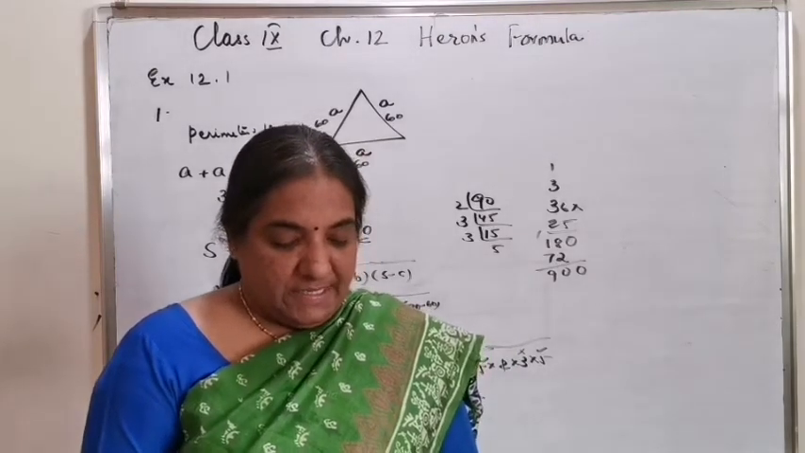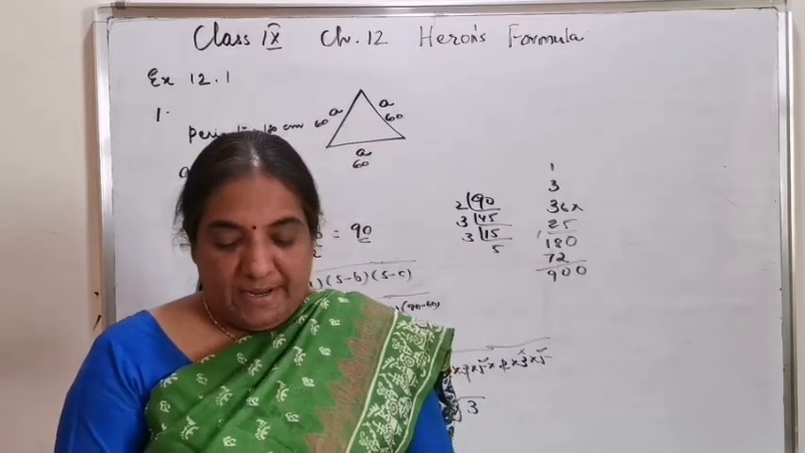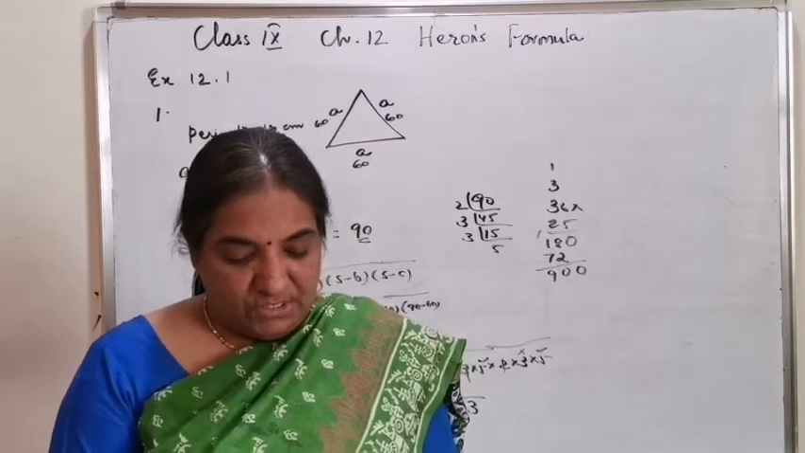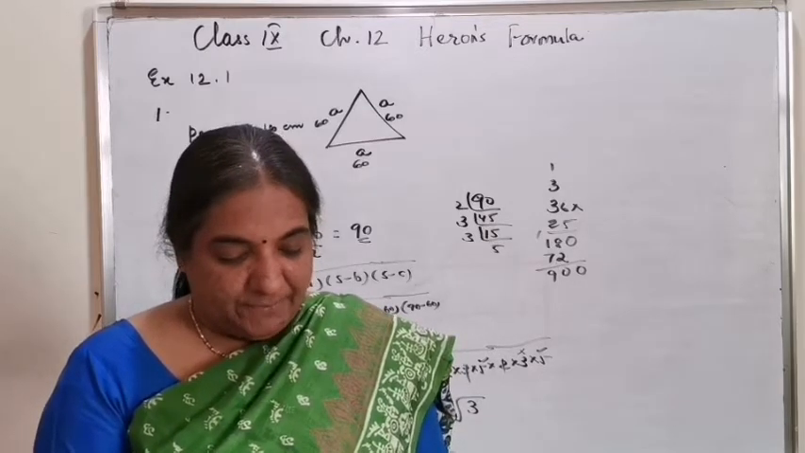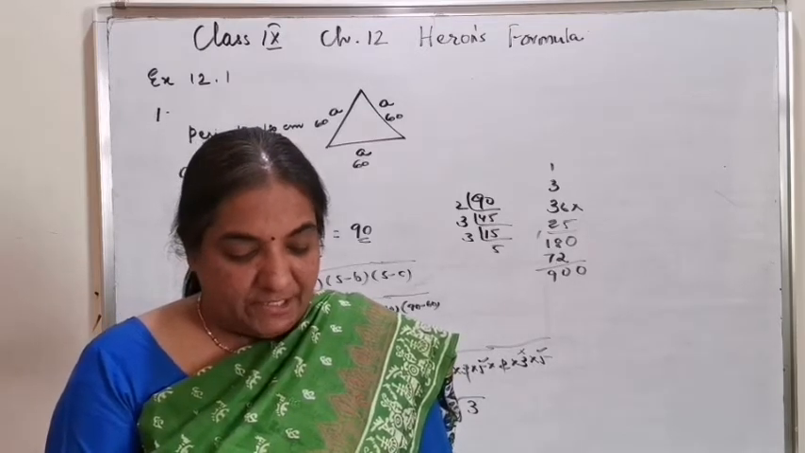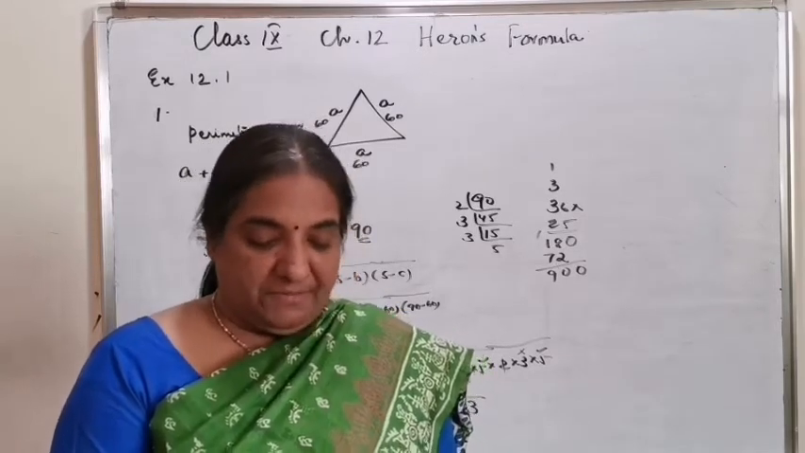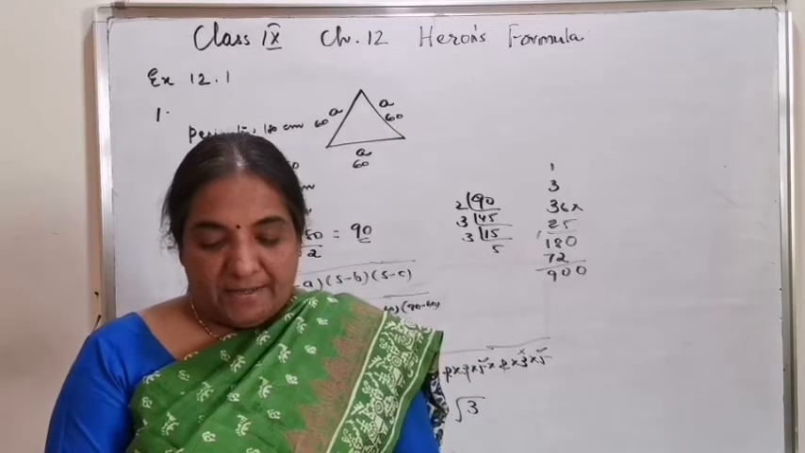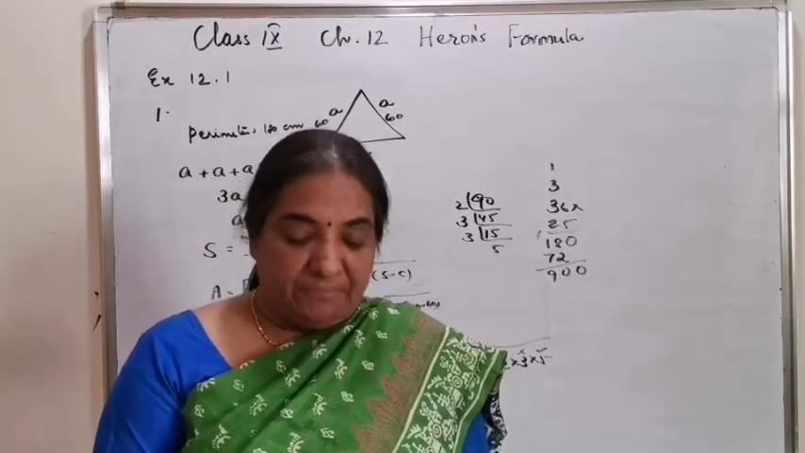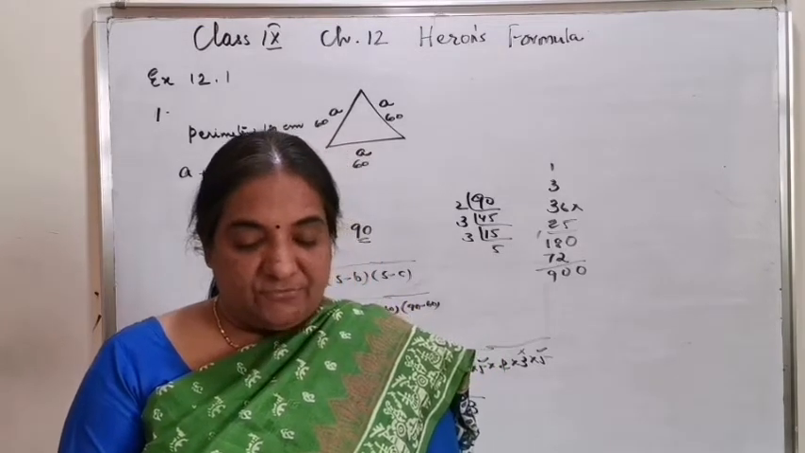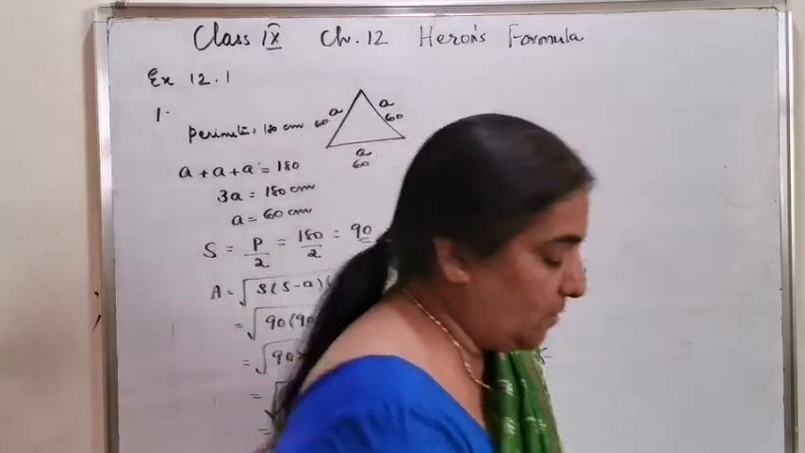The next question is, the triangular side walls of a flyover have been used for advertisement. The sides of the walls are 122, 22 and 120. The advertisement yields an earning of rupees 5,000 per meter square per year. A company hired one of its walls for 3 months. How much rent did it pay? Let's find the area of the triangular part first. 122, 22 and 120.